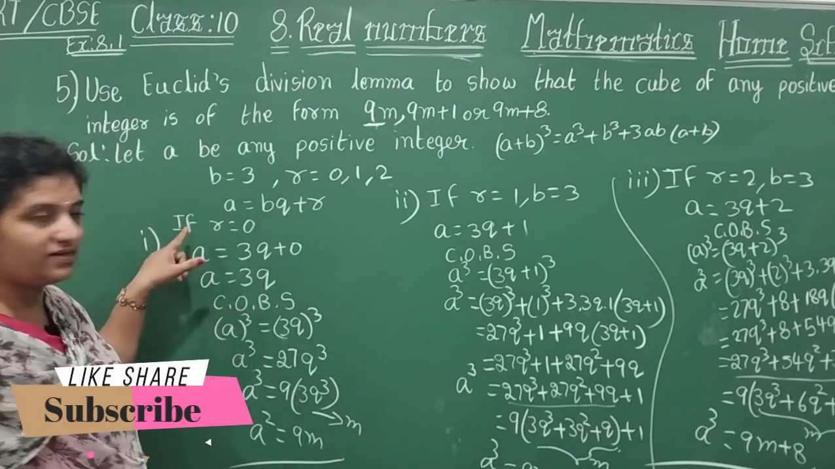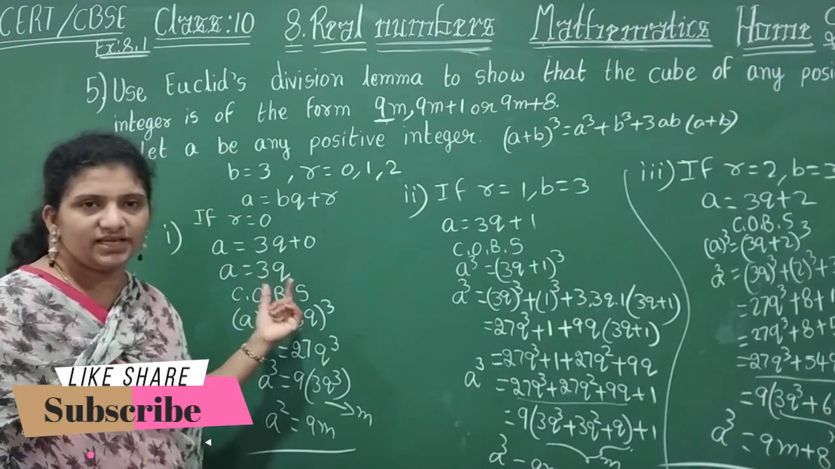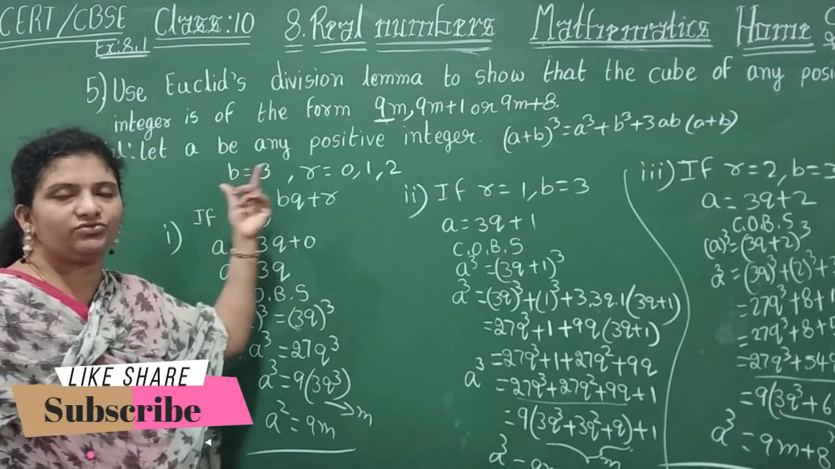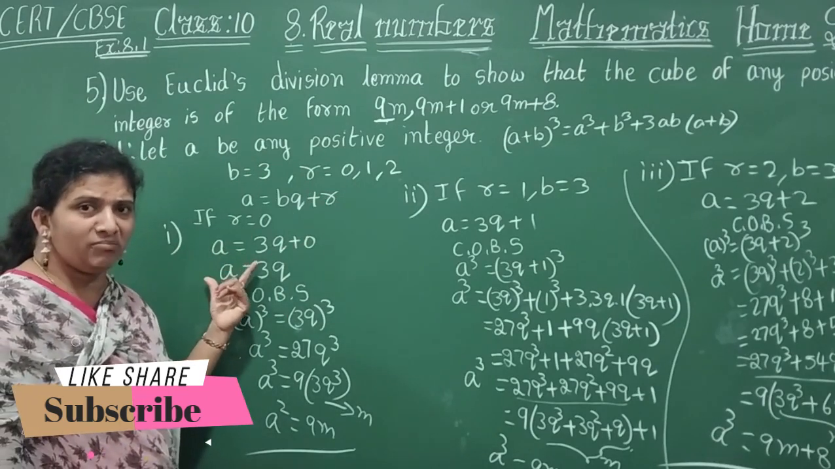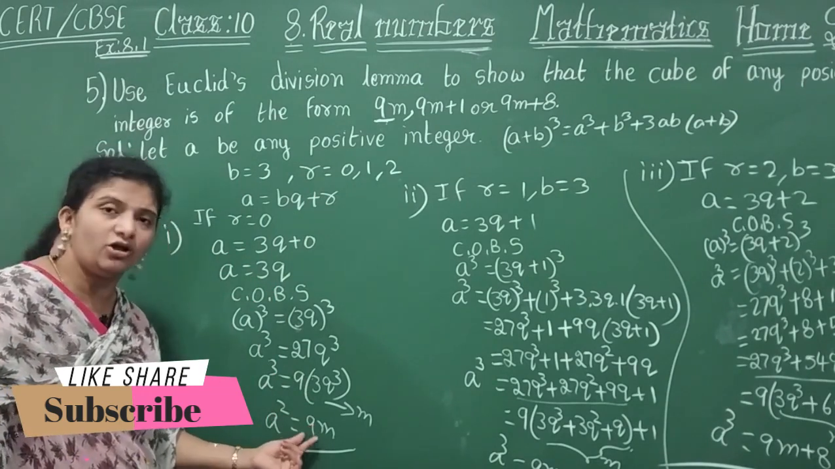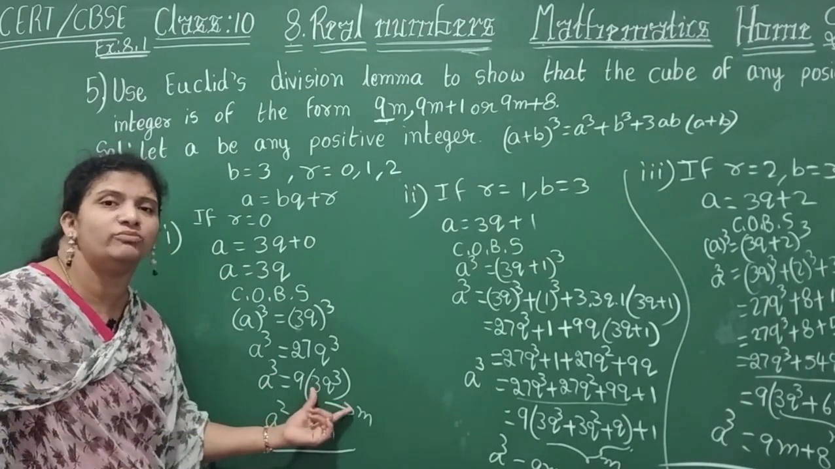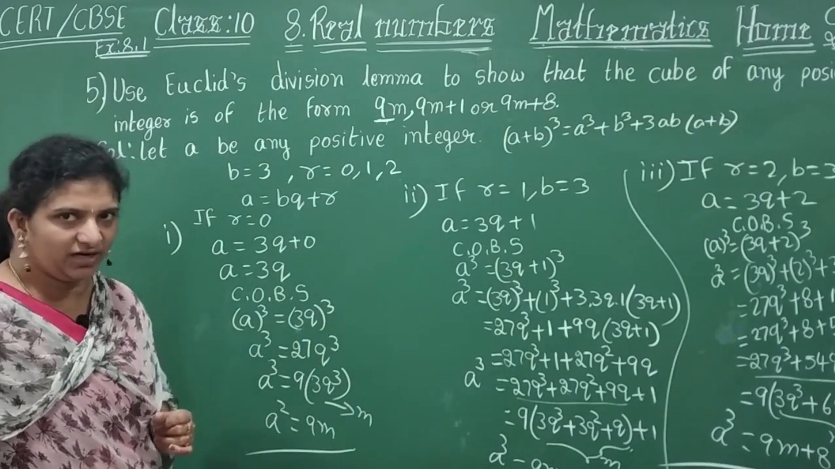Now take your Euclid's division lemma and substitute r as 0. So now in the first case, what have you taken here? b equal to 3, r equal to 0. You have applied in Euclid's division lemma, cubing on both sides. So you have taken finally 9 common and the remaining part you have assumed as m. Okay, in every case m will be different, right?